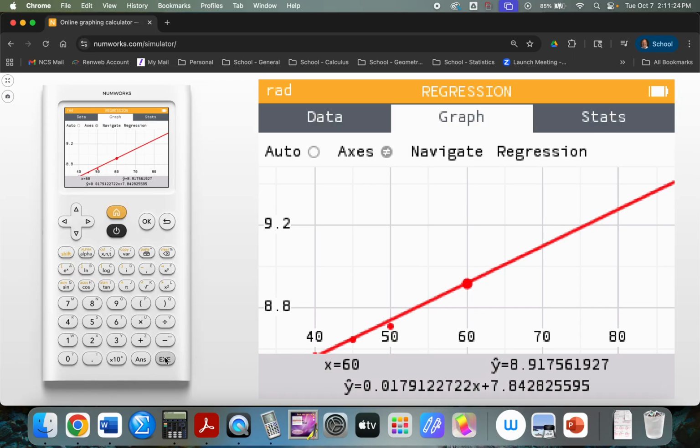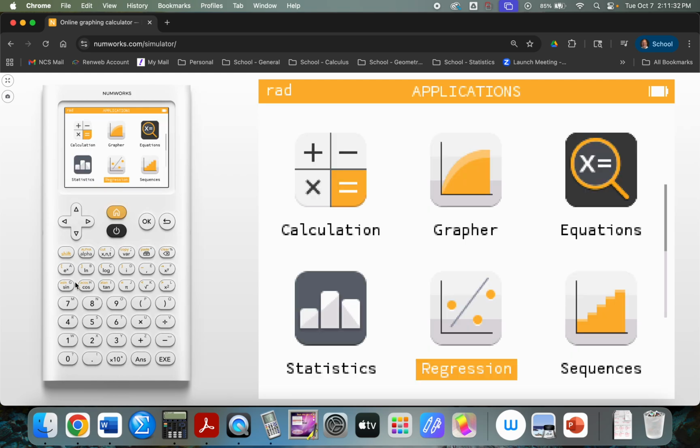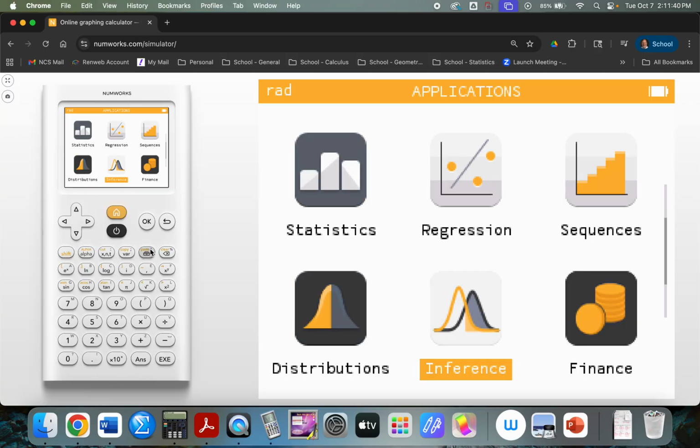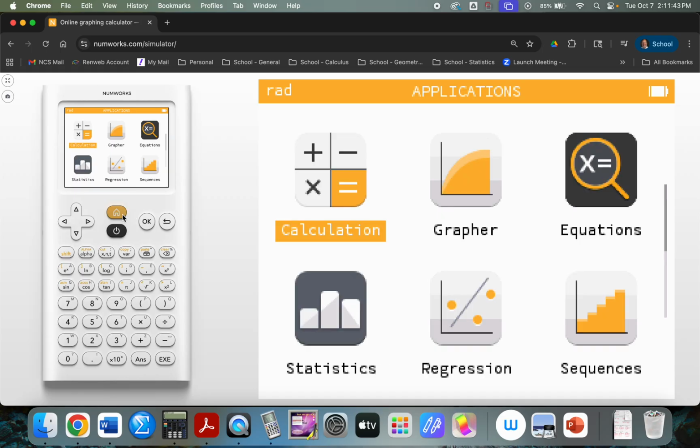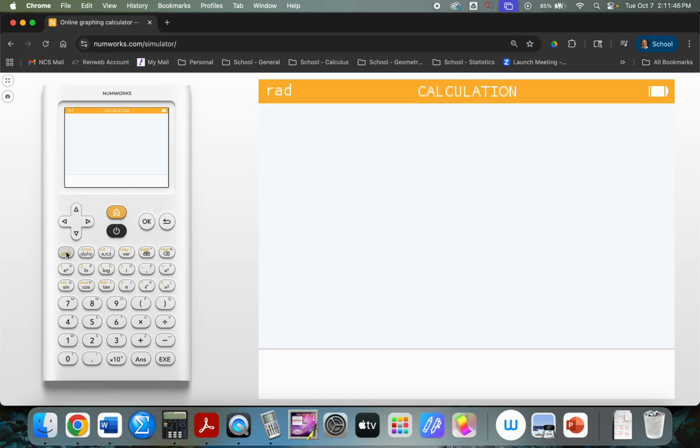And you get 8.9175. So e to the 8.9175 got 7462.16-ish. Yeah, depending on how many decimal places you put in, you get 7461.